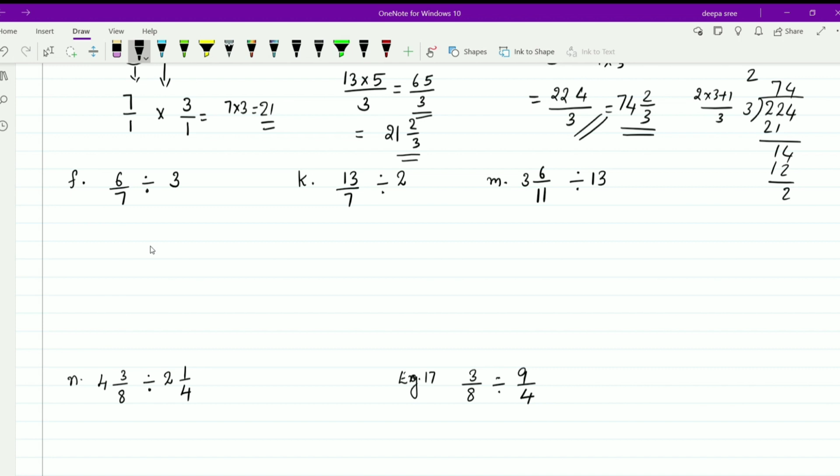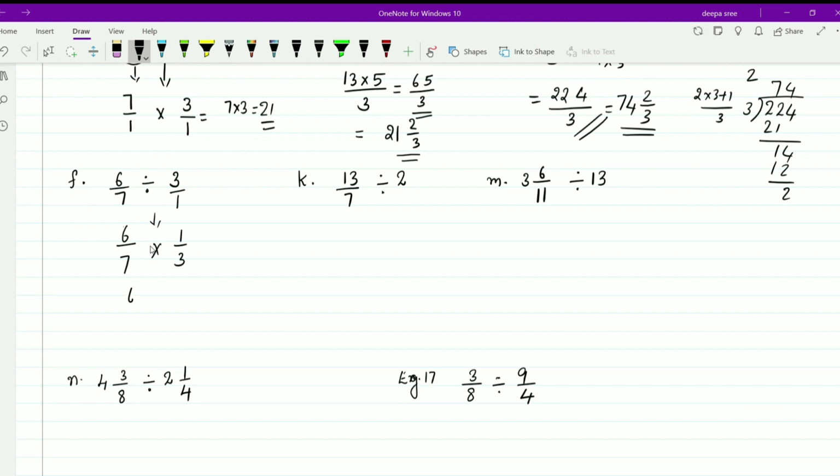So 6 by 7, it's a fraction divided by a whole number. First we have to convert the whole number into a temporary fraction. The first fraction we can write as it is. The division symbol we can convert into a multiplication symbol. Then the reciprocal of the second fraction, that is 1 by 3.